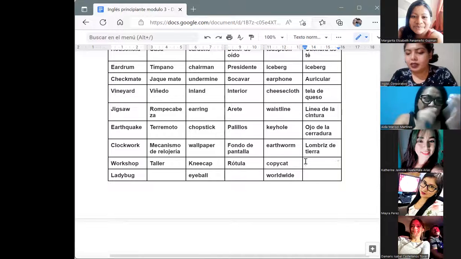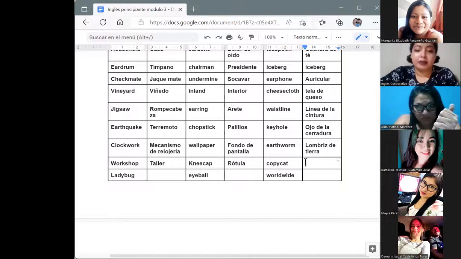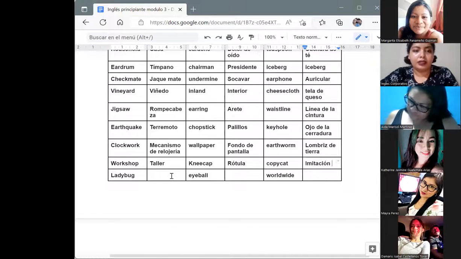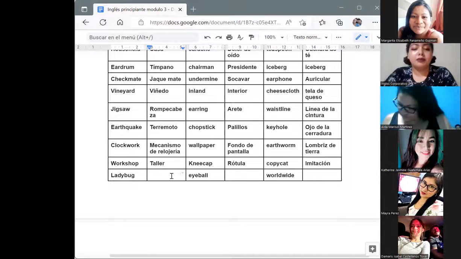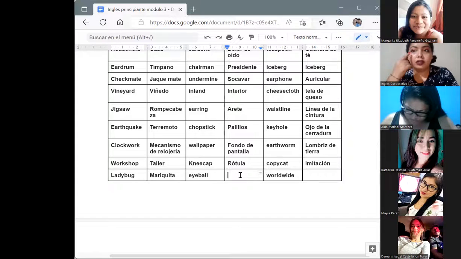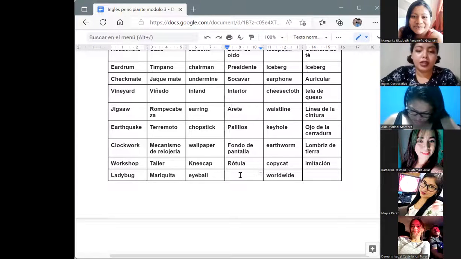Copycats. Imitación. Copiar y pegar. Imitador. Imitador o imitación. Ladybug. Mariquita. Eyeball. Globo ocular.